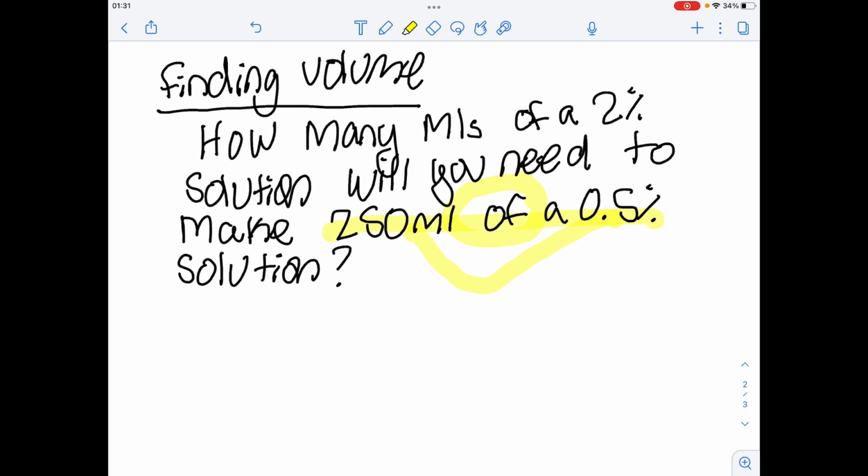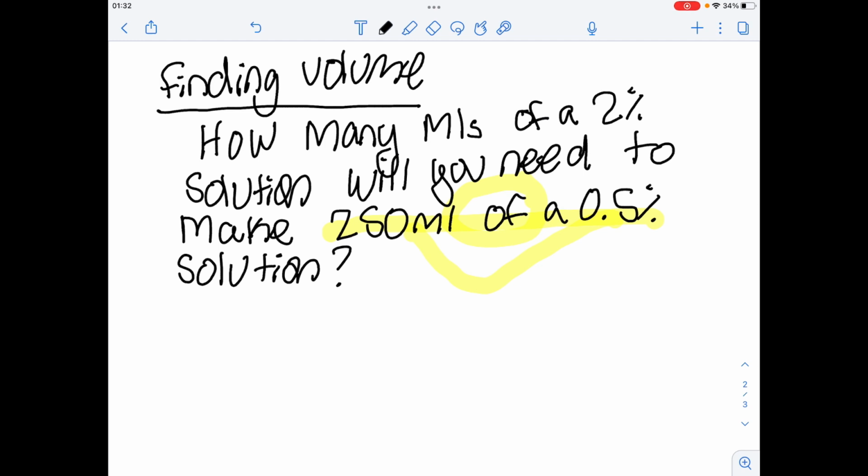But we know that these units will be together because it's 250 milliliters of this percent. So if you are struggling to know which volume goes with which concentration, then that's how. Look for these keywords of a within your problem.